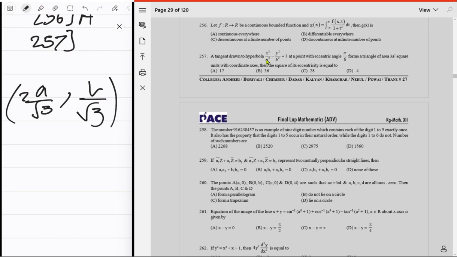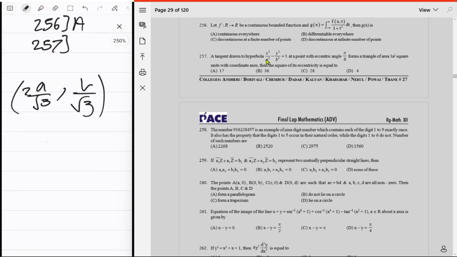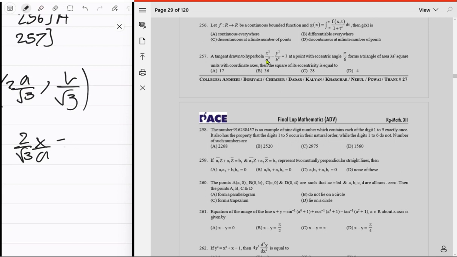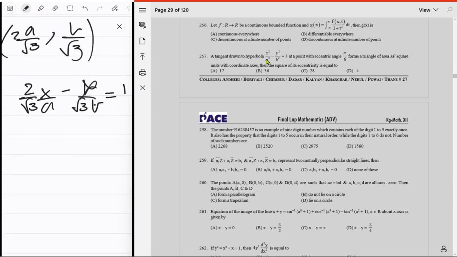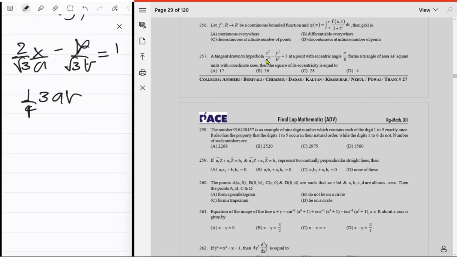Then the square of its eccentricity is equal to what. So the hyperbola's eccentricity squared. That's all you're seeing, right? Cool. So just figure out the tangent. What will it be? Just 2 upon square root of 3 times x upon a, minus b upon square root of 3 times y. Here we need y. Is equal to 1. So the intercept is root 3a upon 2, that's one leg, and root 3b is another leg. So 1 upon 2 times root 3a times root 3b, 3 upon 4 ab, basically that's our area. This is equal to 3a squared.